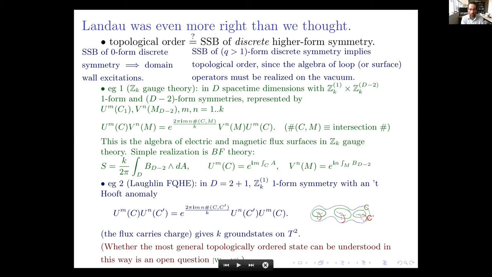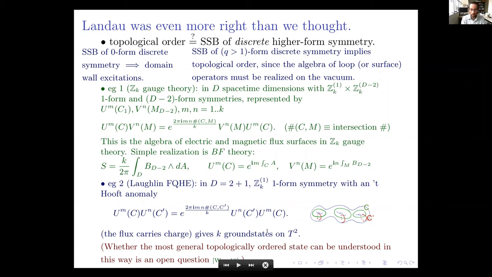Another example is, say, the Laughlin fractional quantum Hall order, where there's a single one-form symmetry which has this same kind of commutation relation with itself, which implements the statement that the magnetic flux carries the charge, and it implies that there are k ground states of this system on the two torus.